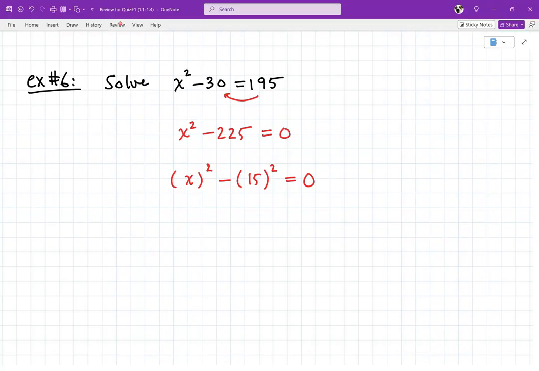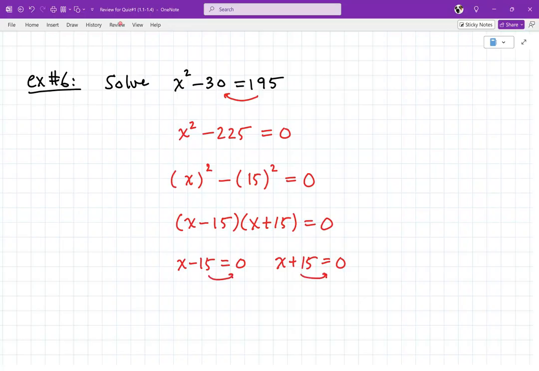So now we're going to factor this according to the difference of 2 squares. Break them apart and solve. So x minus 15 equals 0. x plus 15 equals 0. I'm just going to solve each one individually. I get x equals 15, x equals negative 15. So we're done. Here's one answer, here's the other. I'm not even going to write it as set notation. I just leave it like that.